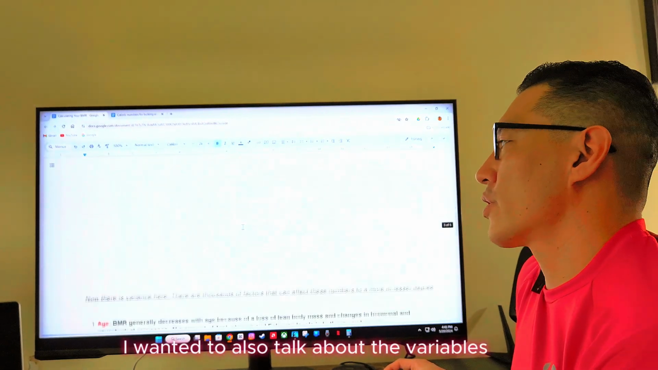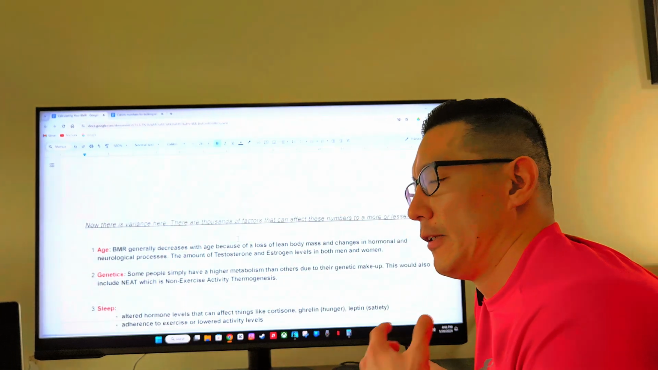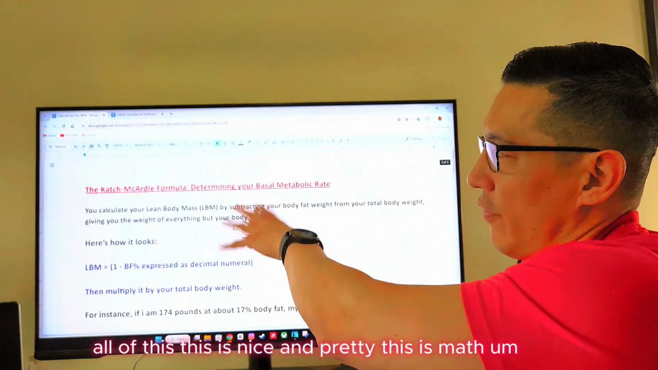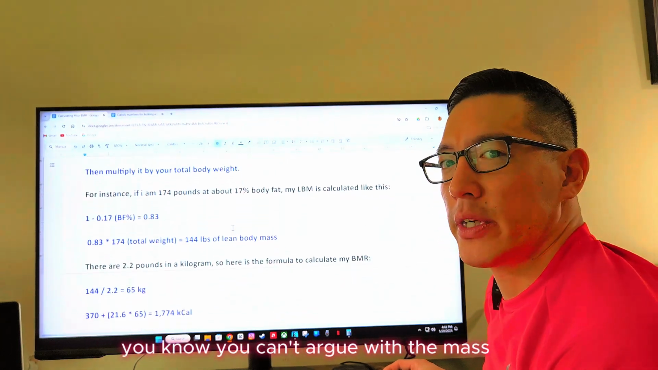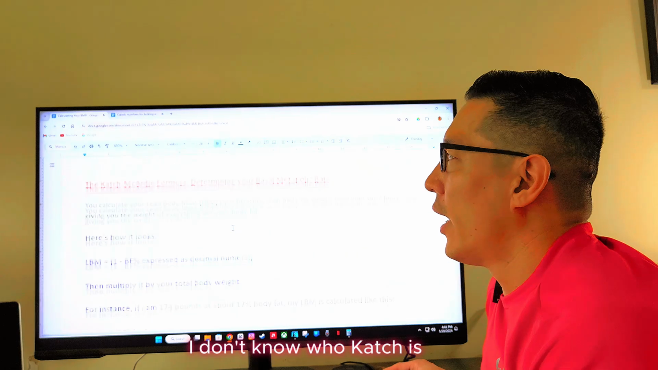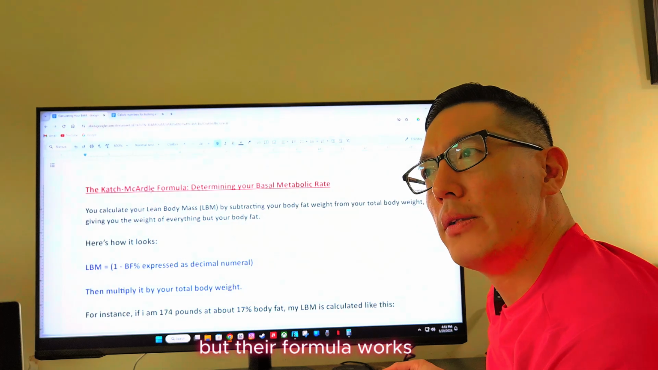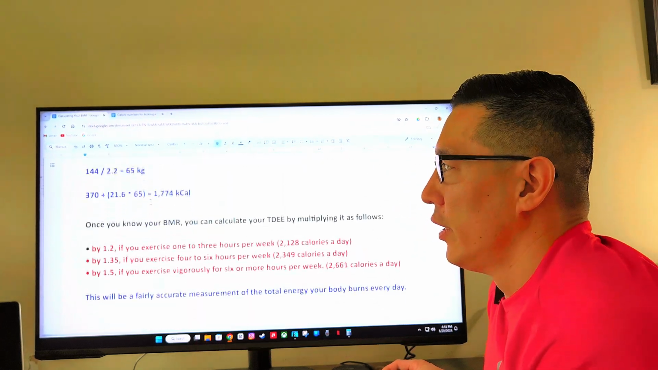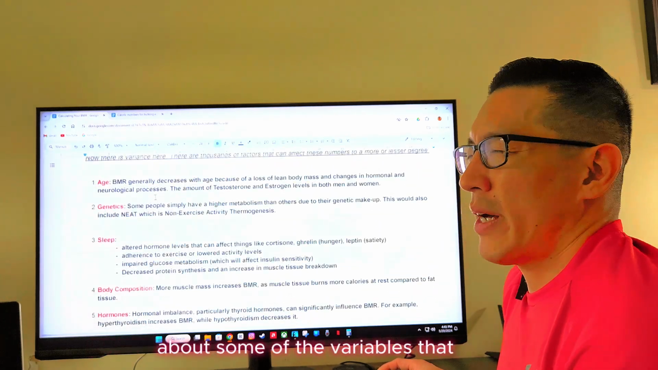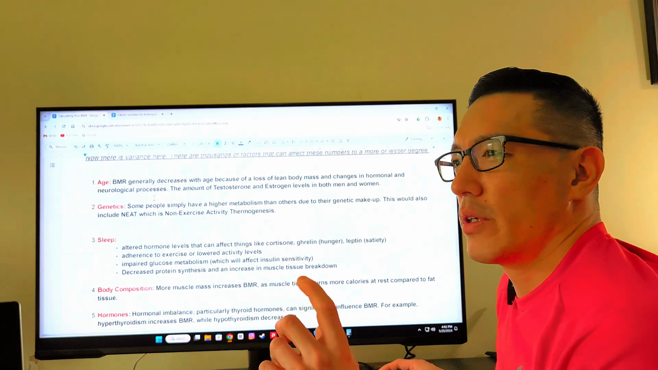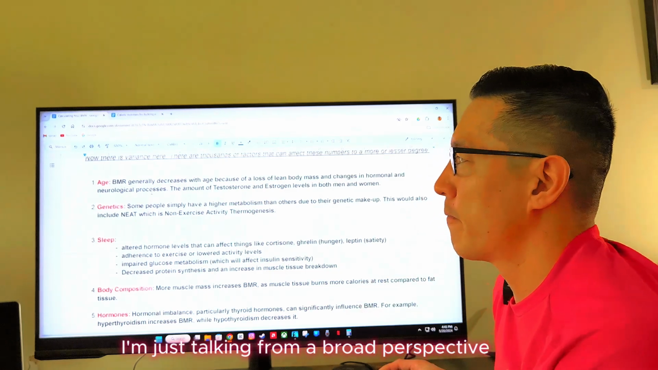Now, I wanted to also talk about the variables that can affect all of this. This is nice and pretty. This is math. You can't argue with the math. I don't know who Katch is. I don't know who McArdle is, but their formula works. So I want to tell you about some of the variables that can affect these numbers just overall. I'm just talking from a broad perspective.